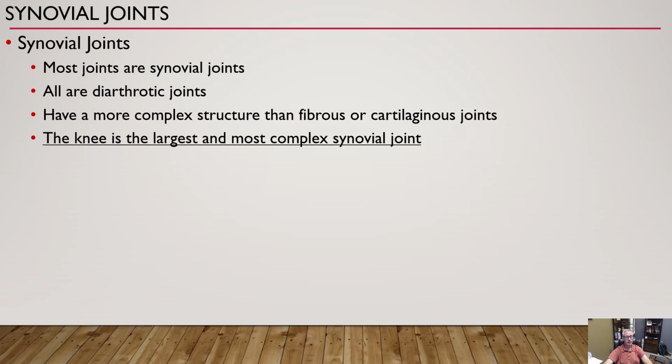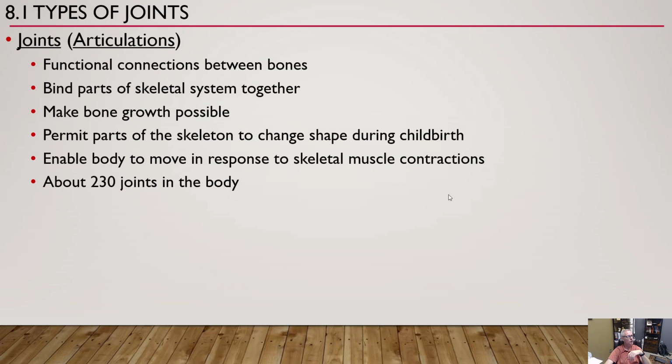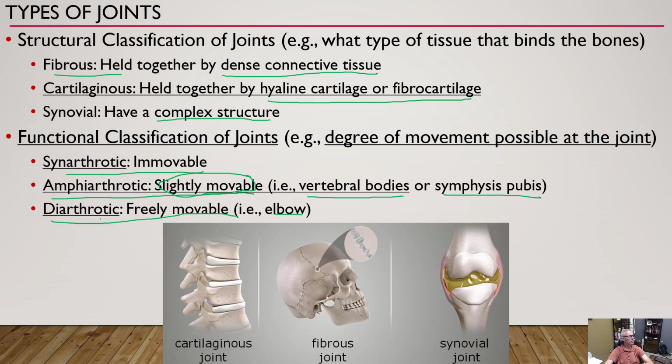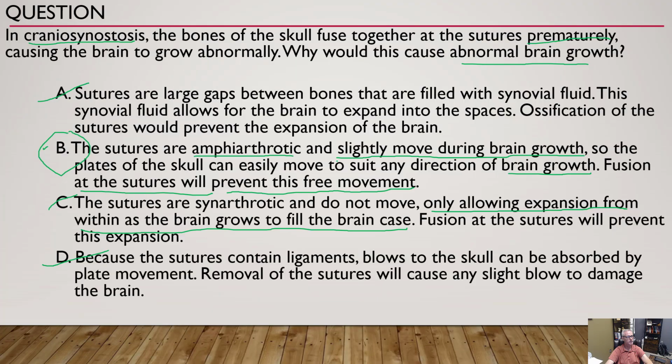All right, synovial joints. Like I said, that's going to be most of the joints that we think of as joints. Your elbow, arms, fingers, anything that's really freely movable. And the good thing about synovial joints is that all synovial joints are diarthrotic joints. So if we go back up here, all synovial joints are diarthrotic joints. This is going to be an easy one to remember.